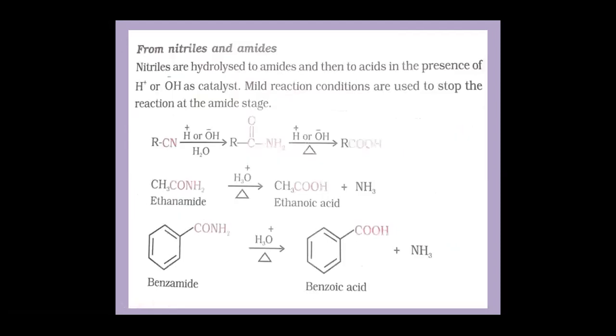From nitriles and amides. Nitriles are hydrolyzed to amides and then to acids in the presence of proton, that is H plus, or OH minus as catalyst. Mild reaction conditions are used to stop the reaction at the amide stage.